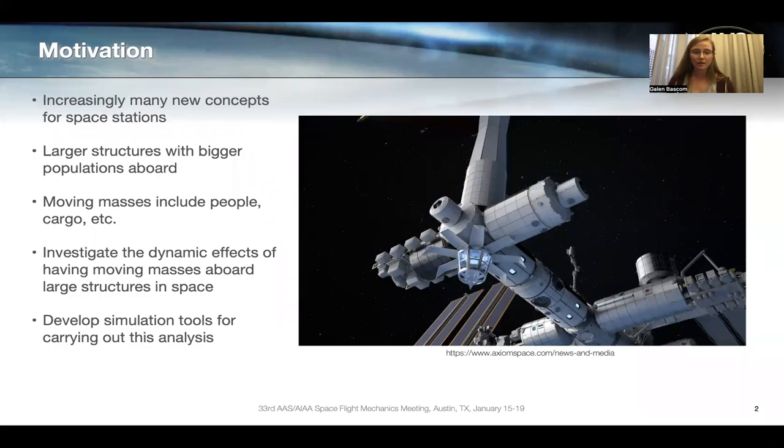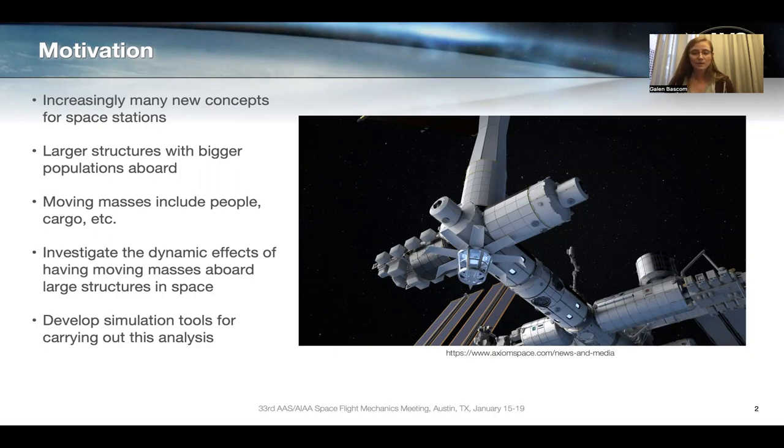and why are we trying to do it. So we had really two goals. We were looking at investigating the dynamic effects of having moving masses aboard these kind of larger structures in space. And in order to do that, goal number two, we wanted to develop the tools to easily and efficiently set up these simulations to carry out these kinds of analyses.